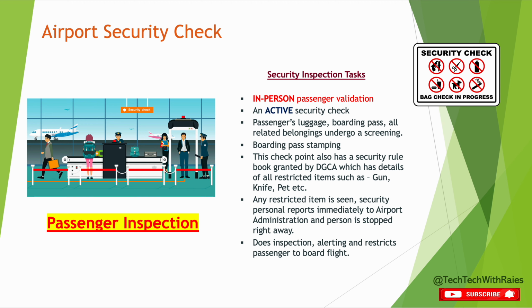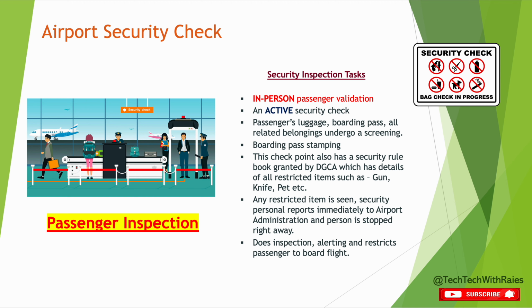All the persons will be checked actively, which means an active security check will be done. Physically they will be verified, whether they are actually the same person or not, with the help of their identity card, tickets, boarding pass, etc., and their luggage will also be verified. Again, what items they are carrying, and whether they are supposed to carry them or not, can be checked based on a rule book given by DGCA.